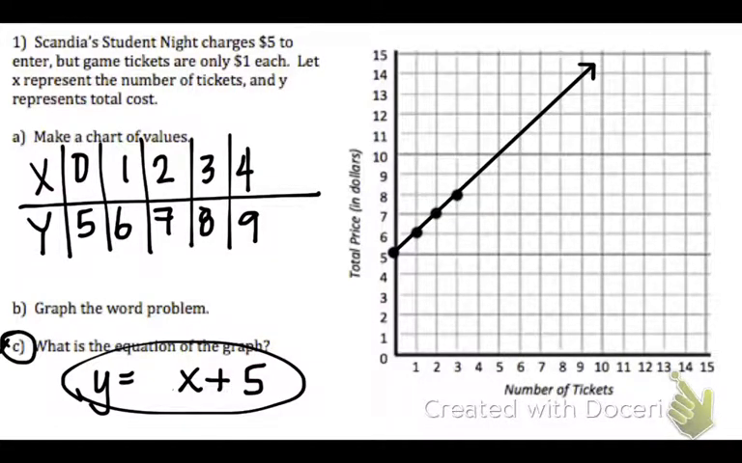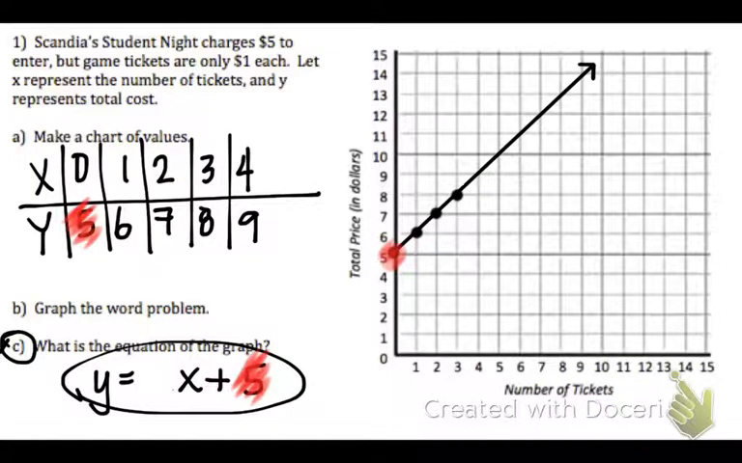So the first thing I see is this plus 5. Let's go ahead and focus on this plus 5. Where do we see the plus 5? Well, we see the plus 5 right here on the graph. It's the y-intercept, right? We know that that's supposed to be the y-intercept on the end of the equation. And we see it right here across from the 0. Okay?